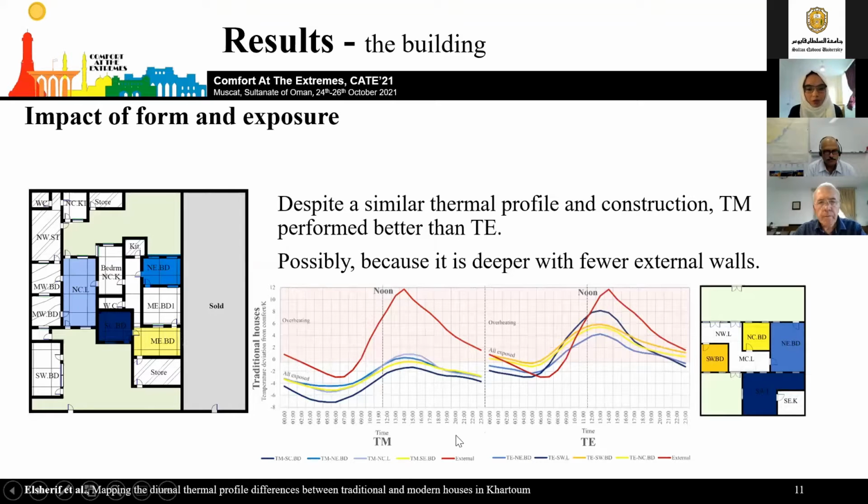When I compared the two traditional houses, TE and TM, I found that the air conditioner alone did not explain the differences between them, because at the beginning of the monitoring period, they still had a very big difference in their performance, despite the fact that they were built with the exact same materials. And the difference is the design. So TM is a deeper building, so there's more shaded internal spaces compared to TE, which is more shallow and has more exposure directly to the sun.